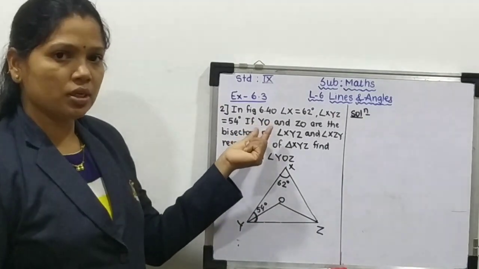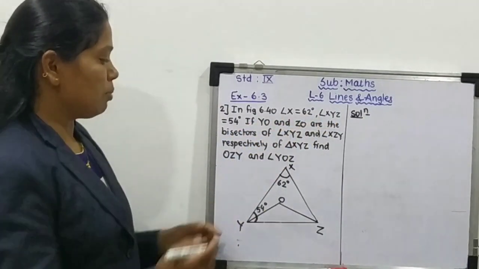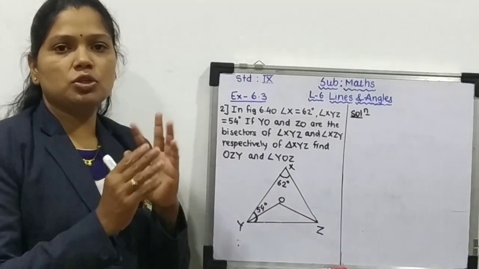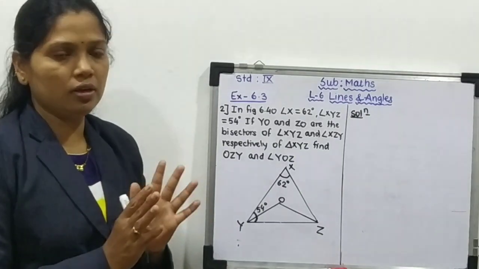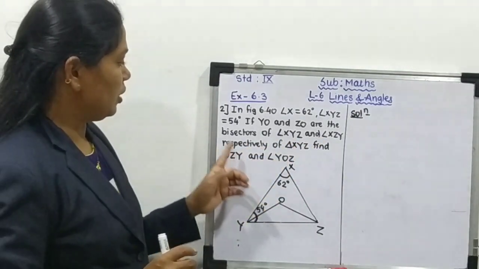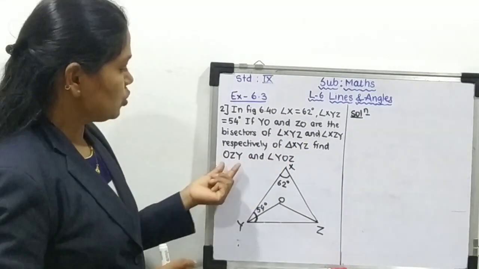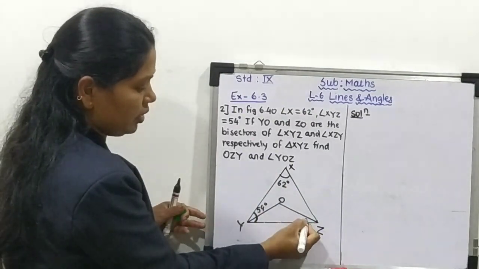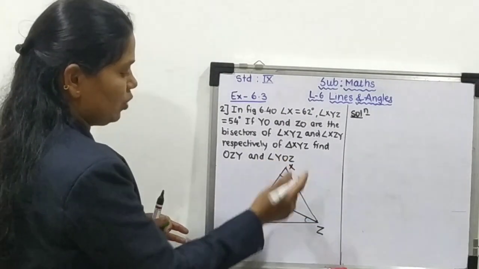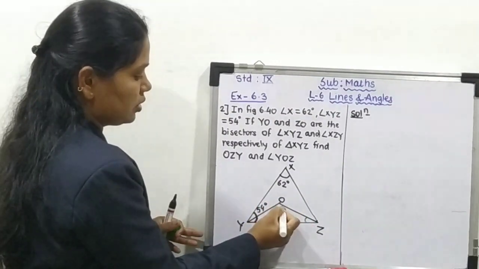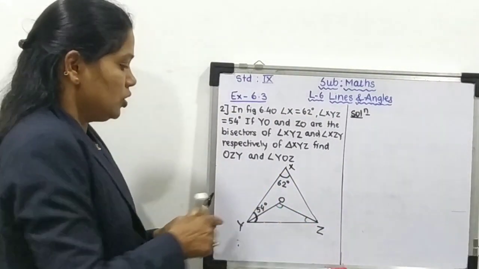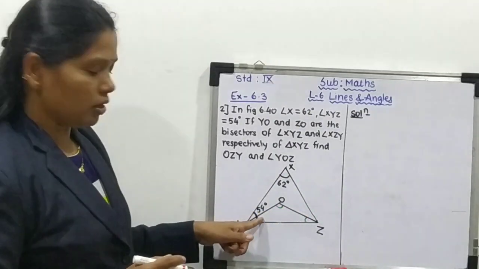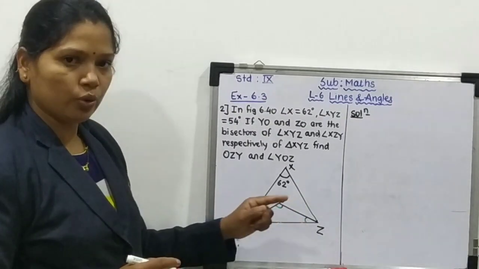And some information is given that YO and ZO are the bisectors. Bisectors means what? It makes two equal parts of a given angle. So we are going to find out OZY, and YOZ. This angle we are going to find out. So to reach up to this, we should know first of all this angle also, this angle and this angle we are going to find.